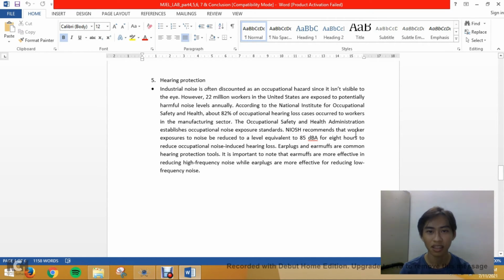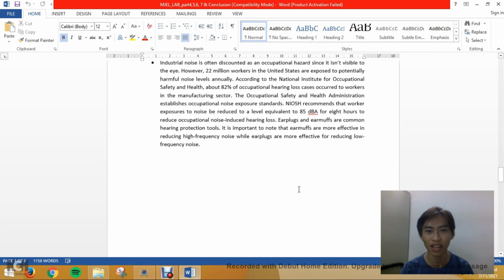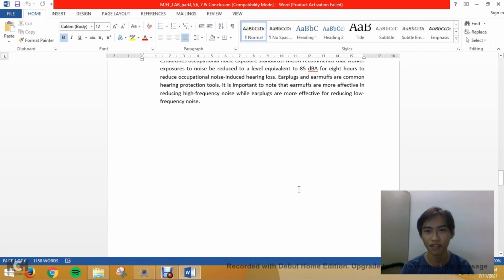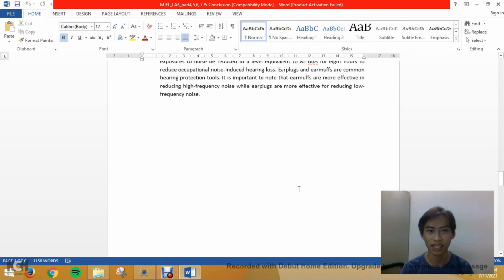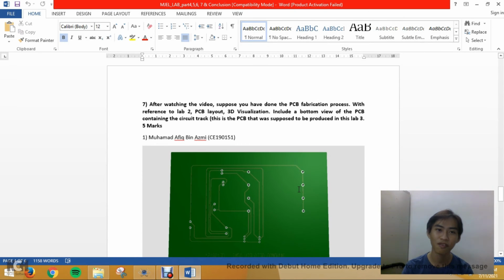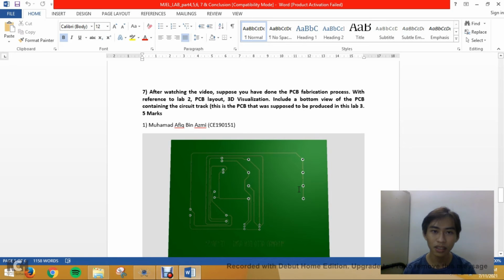NIOSH recommends that worker exposure to noise be reduced to a level equivalent to 85 dBA for 8 hours to reduce occupational noise-induced hearing loss. Earplugs and earmuffs are common hearing protection tools. It is important to note that earmuffs are more effective in reducing high-frequency noise, while earplugs are more effective for reducing low-frequency noise.